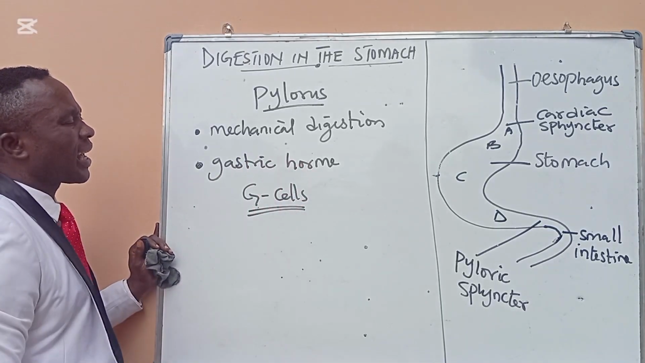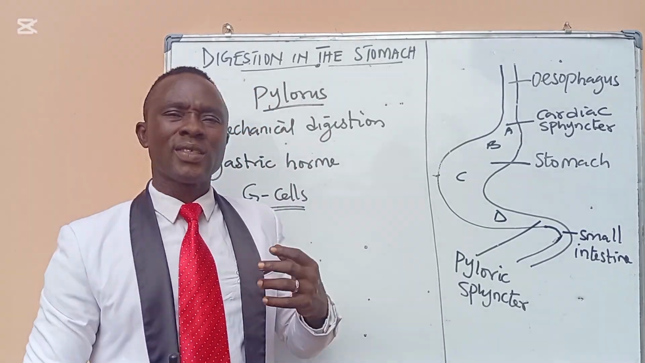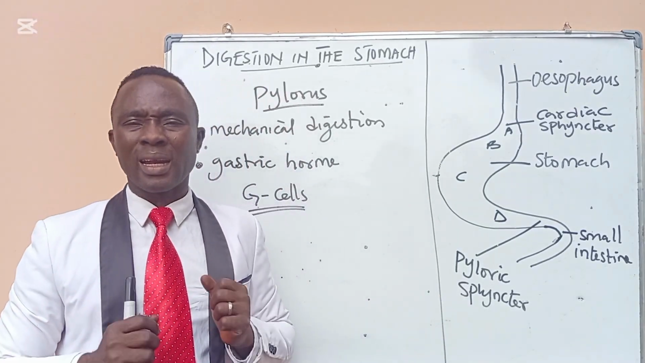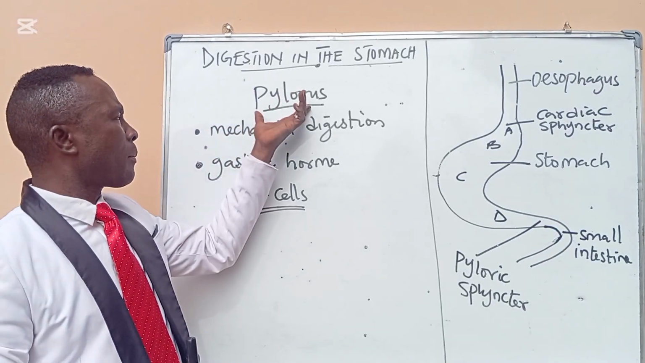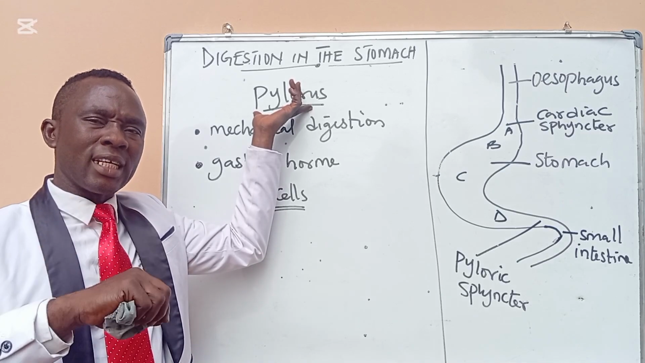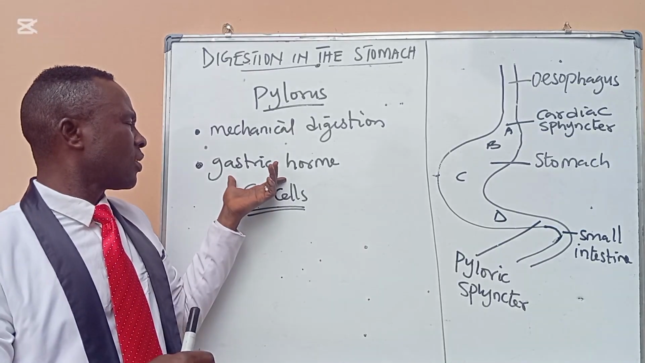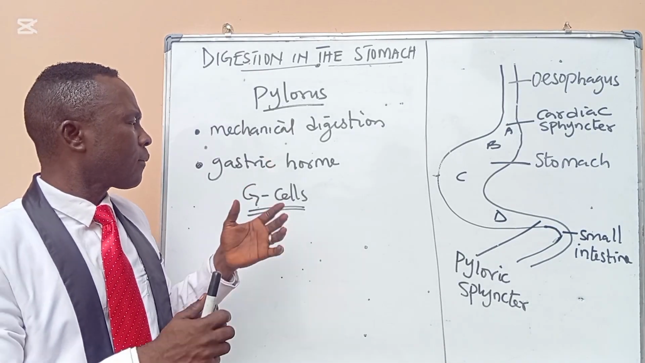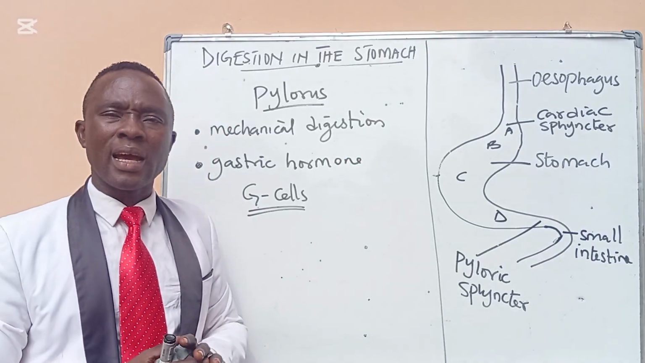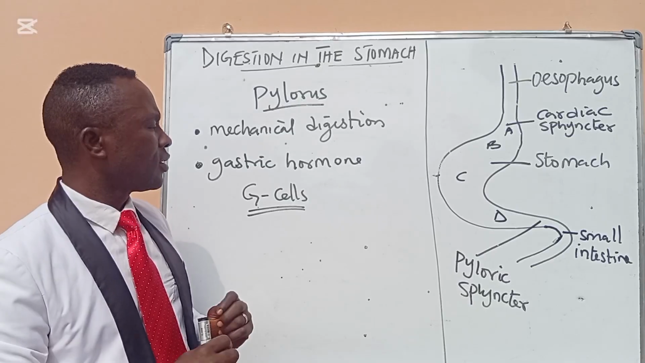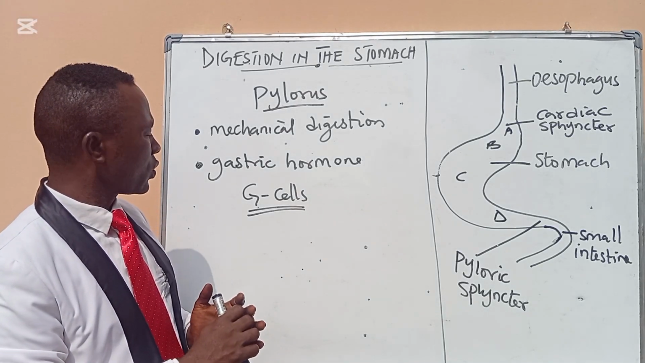Now what is the function of this gastric hormone? The function of the gastric hormone is that it signals the gastric gland to secrete digestive enzymes. What does it then mean? It means that the pylorus actually controls the digestion of food in the stomach, because without the signaling of the gastric hormone, the gastric gland will not secrete their enzymes or other of their secretions. That is the function of the pylorus.